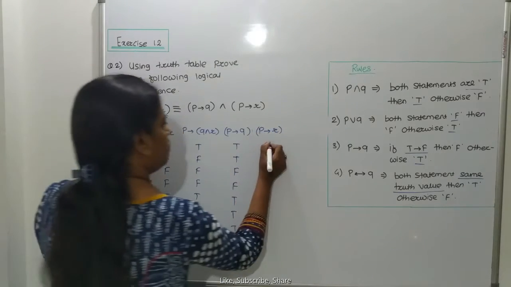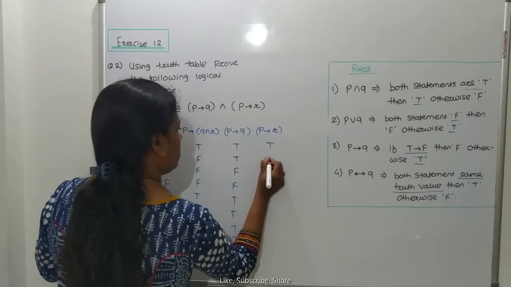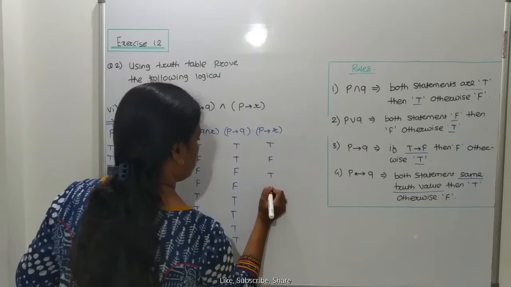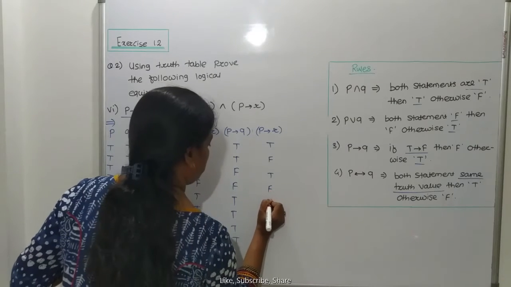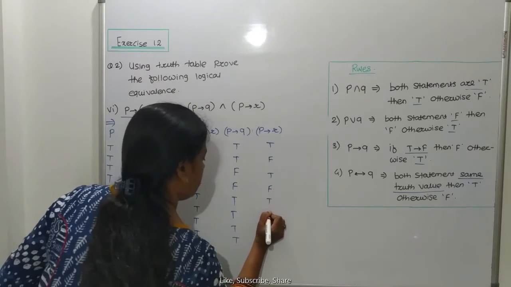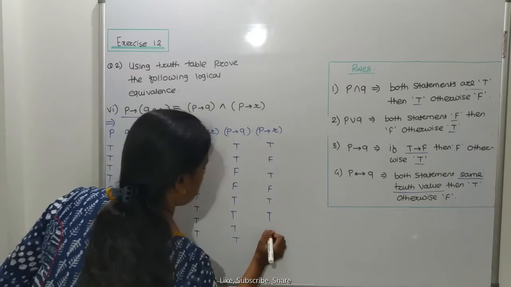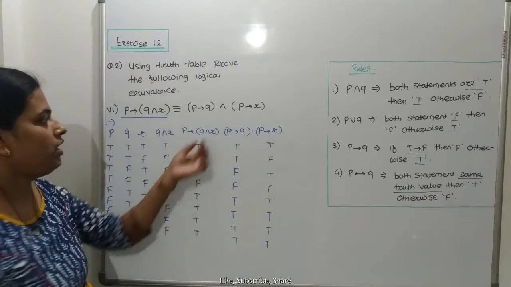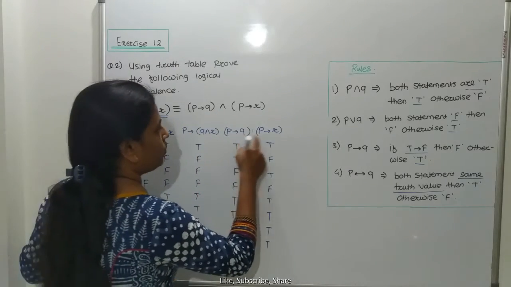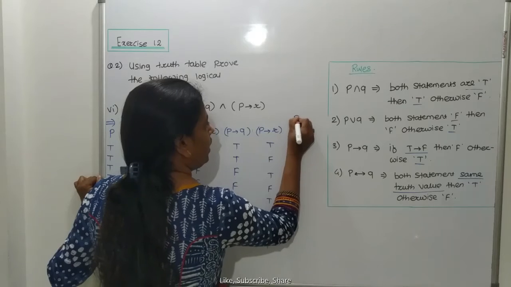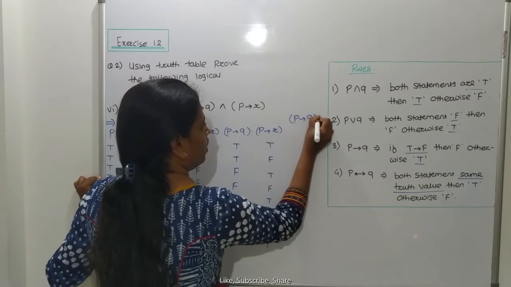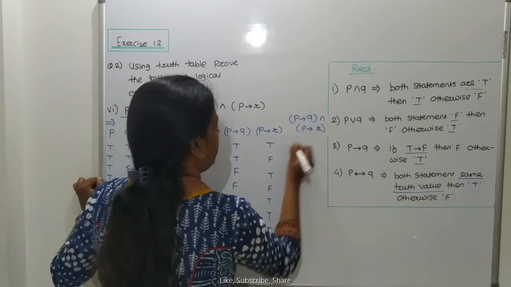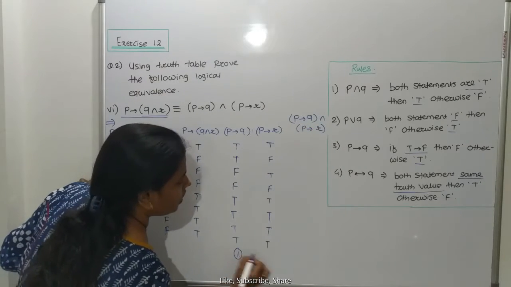So true is there, true false false, true is there, true false false, false true false false, true false true, and false false gets true here. Now the last one is there, that is we have to perform AND operation with these two. So we have to write here P implies Q and P implies R.